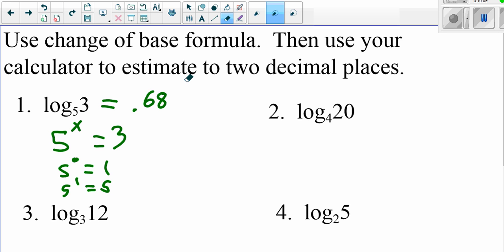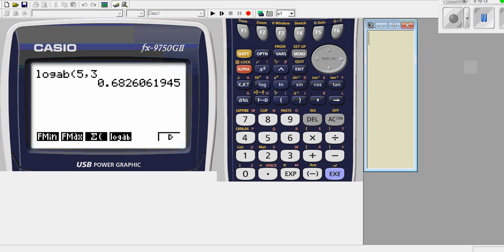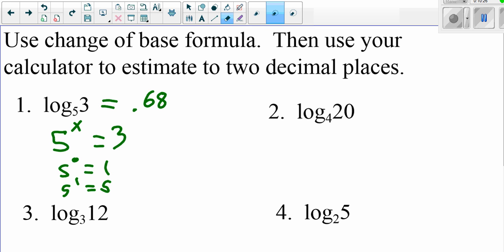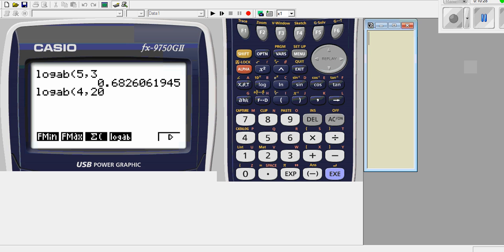So one more time, let's do that again with log base 4 of 20. Log AB, one button. The base was 4, and then it's asking for 20. So log base 4 of 20 is 2.16.